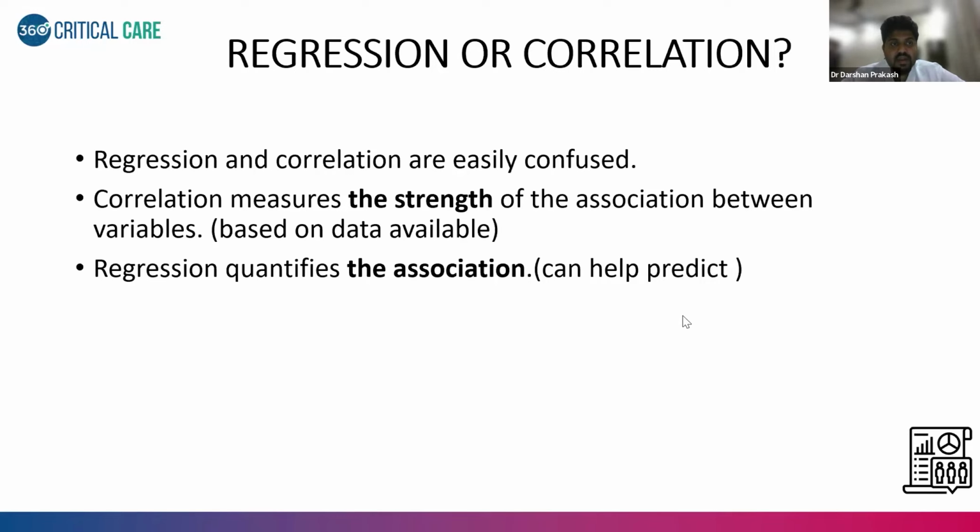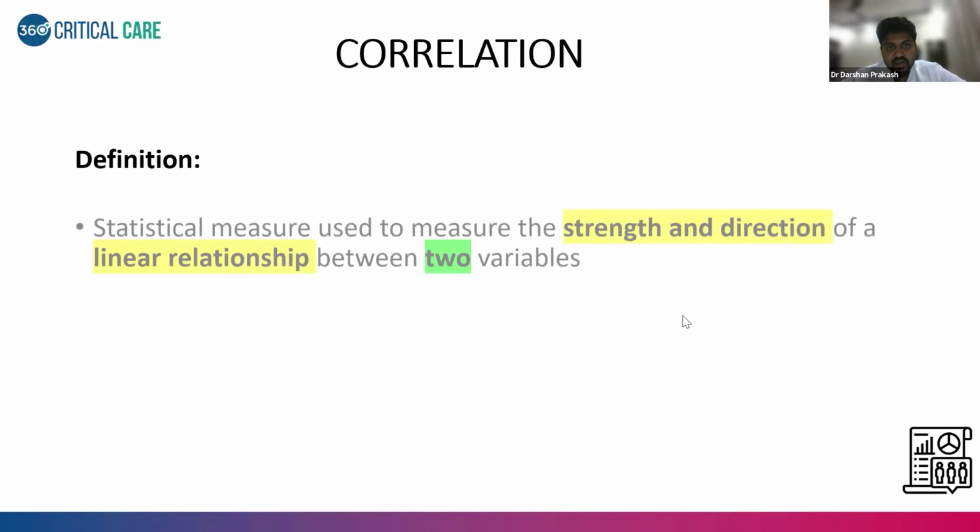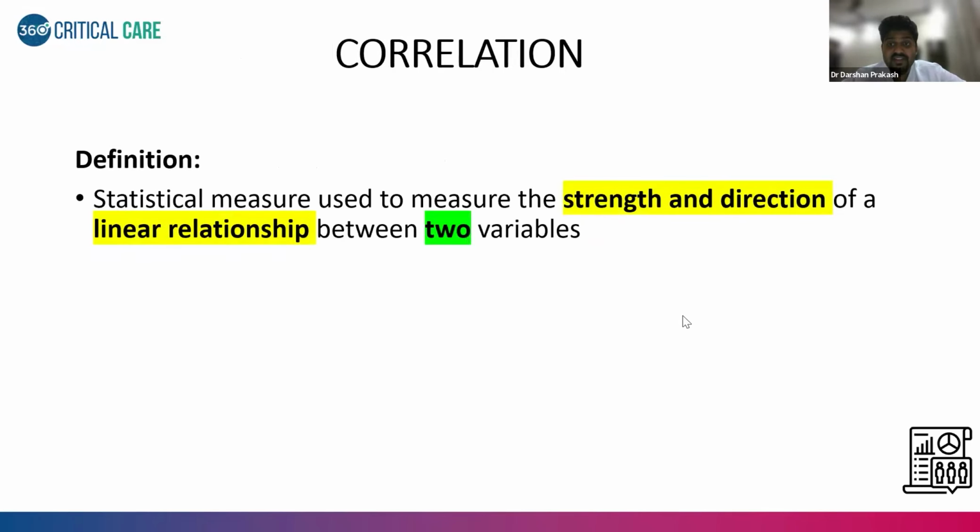Coming to what is correlation. Correlation is a statistical measure used to measure the strength and direction of a linear relationship between two variables. In this, all the things which are highlighted matter. If they ask you what is correlation, this is what you need to write. So it's a statistical measure used to measure the strength and direction of a linear relationship between two variables.